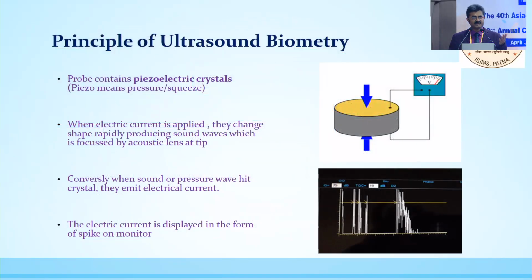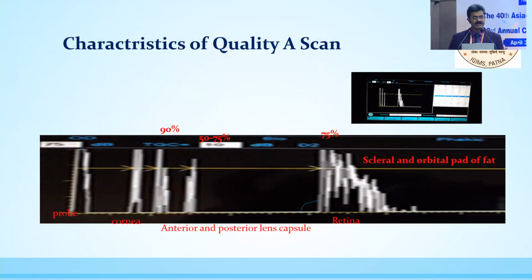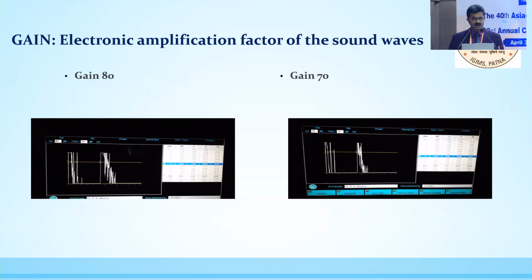So principle of ultrasound biometry, you all know that there is a piezoelectric crystal. Usually there is an ultrasound velocity, the electrical signals are picked up, and various structures emit different signals, and you get a quality A-scan. Now you have an electronic amplification. You have a gate. You increase that when you are not able to visualize properly.